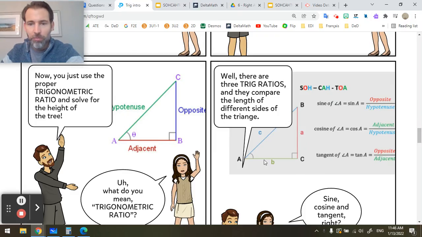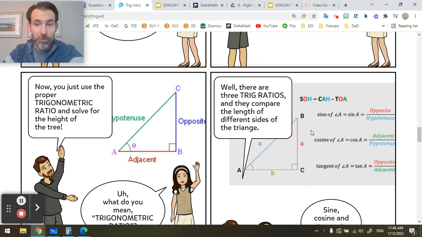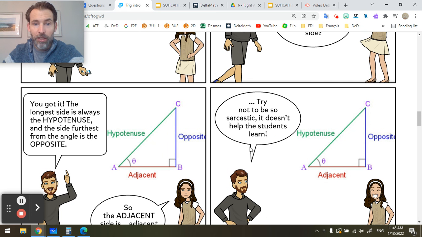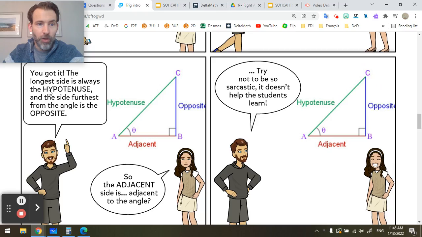When we're working with word problems, it's very important that we can identify whether we need sine, cosine, or tangent as the trigonometric ratio that we're using. So when we're looking at something like this triangle, we want to remember that the longest side is always the hypotenuse. If this is the angle of interest, the side opposite is the opposite, and then the adjacent side is adjacent to the angle.